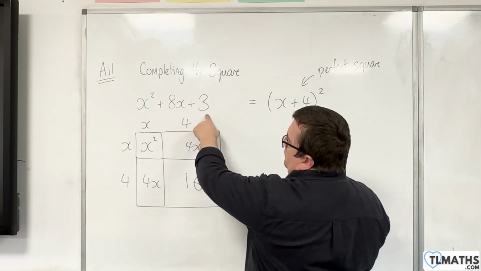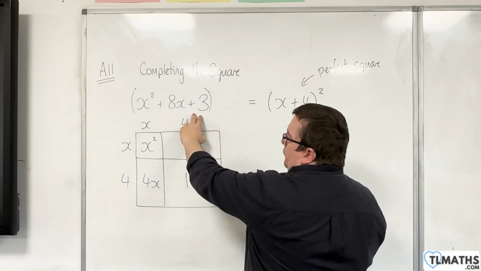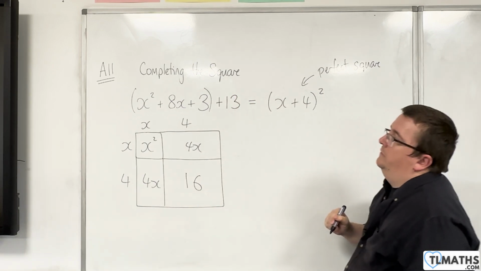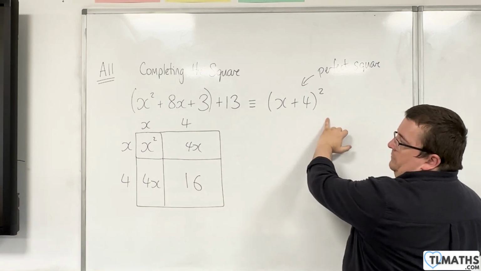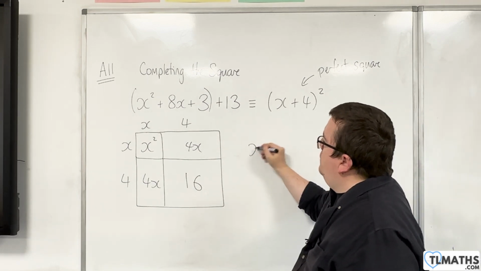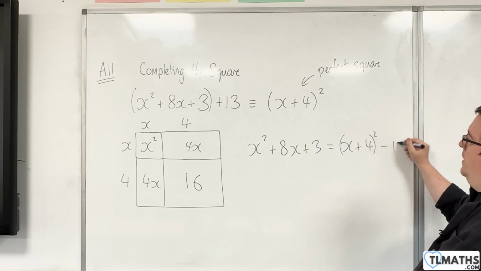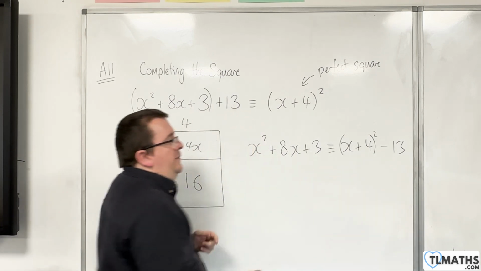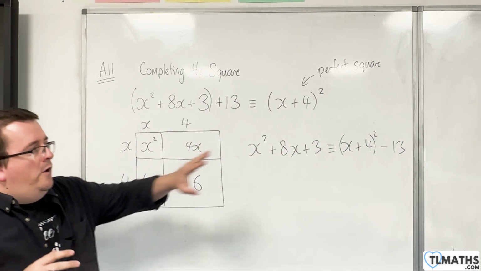This is what I've currently got. What do I need to add on to make this? Well, I've already got that plus 3, remember, and I need to make it up to 16, so I would need to add on 13. 3 plus 13 makes the 16. And now this is the same as this. If I subtract that 13 from both sides, I can write x squared plus 8x plus 3 as x plus 4 squared take away 13. What I've done is rewritten the quadratic in what we refer to as completed square form. This is the result, and that's where I want to get to.